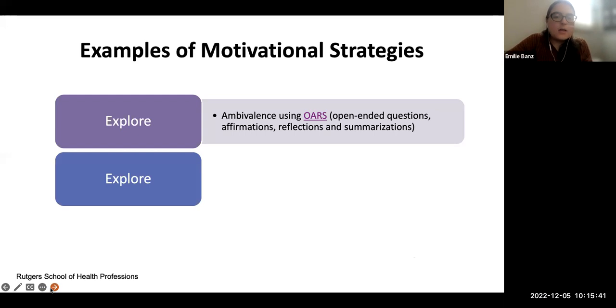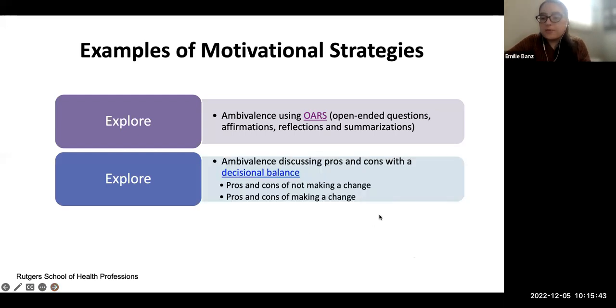Okay. You can also explore ambivalence by discussing pros and cons with a decisional balance. So how many people here already discuss pros and cons with the individuals that they're working with? Give me a yes or a no. Yes, constantly. Okay. Are you all using the decisional balance form? Is that something that you guys are using, or when I say decisional balance, do you guys know what I'm talking about? Okay, so Jasmine, you guys do, but no form.